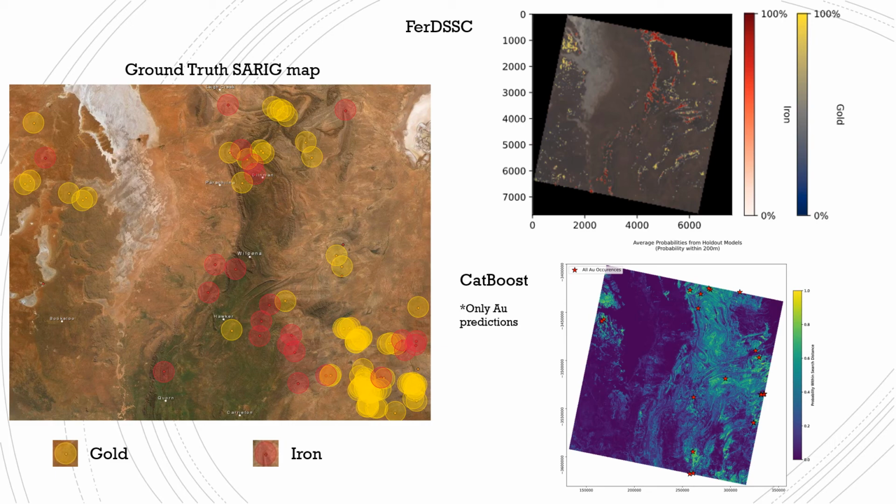As an example, here's an area with ground truth labels from the SARIG map on the left. We can see that FerdySSC's predictions follow very closely with the ground truth labels, and it, along with a CatBoost model, exhibits signs of following the natural geographic features, proving that these models are generalizing to previously unseen data.